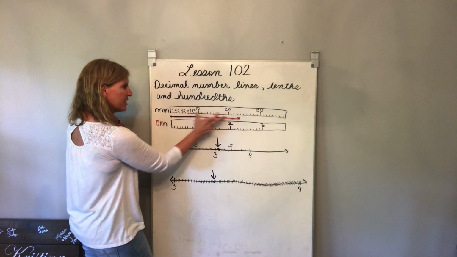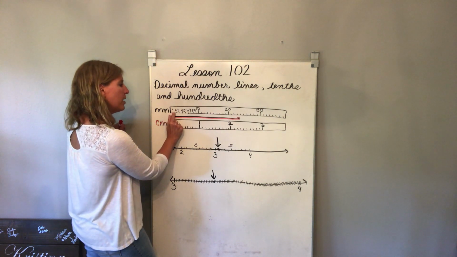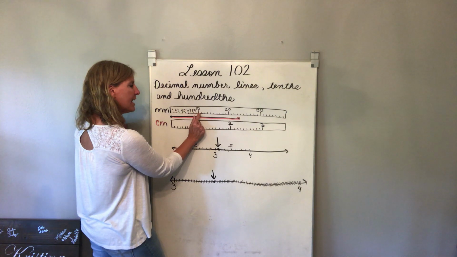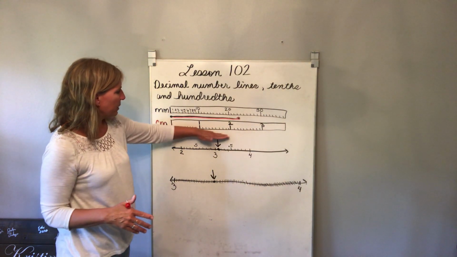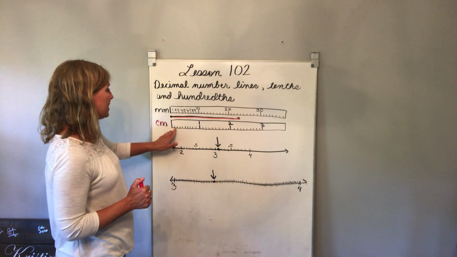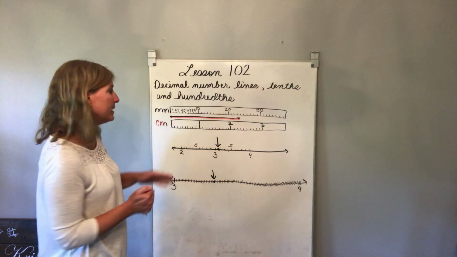In between each of these there are 10 millimeters. Let's count these first ones. 1, 2, 3, 4, 5, 6, 7, 8, 9, 10. Now if you look down here in the measurement below, we have a centimeter ruler. Our markings are the same size, but our numbers are a little bit different.